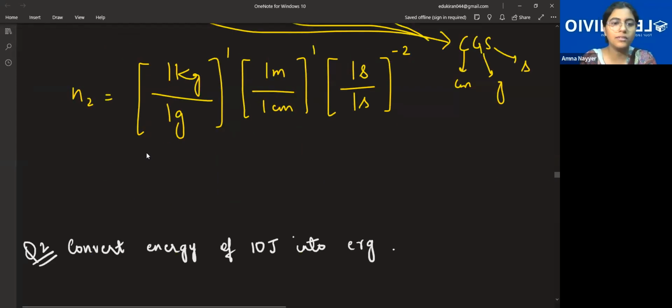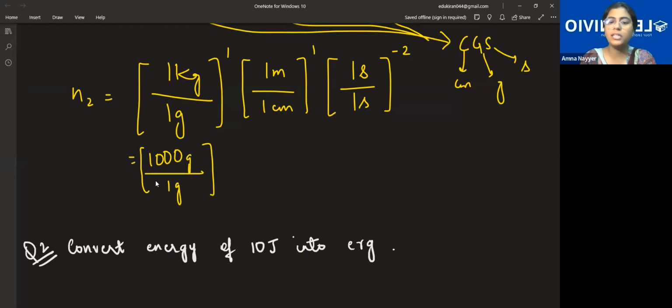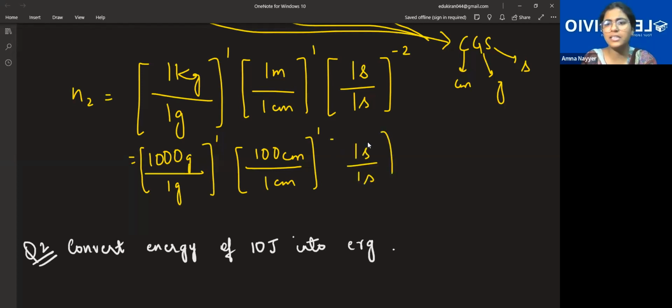how to convert this. 1 kg is equal to 1000 grams divided by 1 gram. Why? Because you have to convert it into one same unit. So at least it will be solved. 1 kg and 1 gram cannot be solved, but 1000 gram by 1 gram can be solved. Similarly, 1 meter is equal to 100 centimeter by 1 centimeter to the power 1. And 1 second by 1 second to the power minus 2 is cancelled.